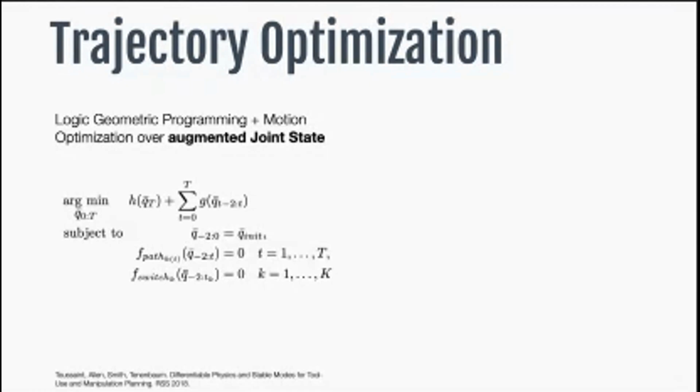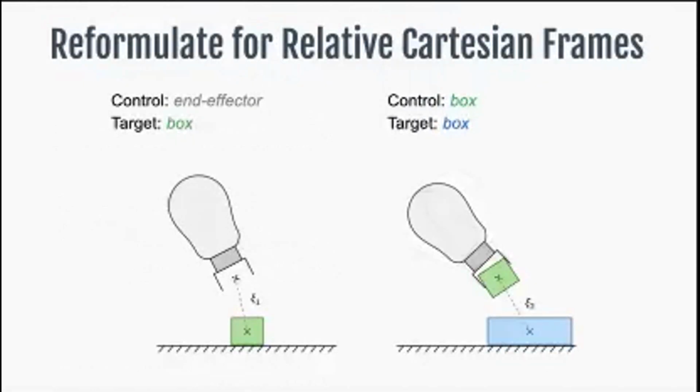And another disadvantage is that if you optimize over a joint trajectory, this trajectory becomes invalid as soon as the environment changes. This is something that we wanted to improve on. So what we have done is we reformulated this problem by not optimizing anymore over joint space, but actually optimizing over relative Cartesian frames. And so this now becomes an object-centric problem, and it has several advantages.